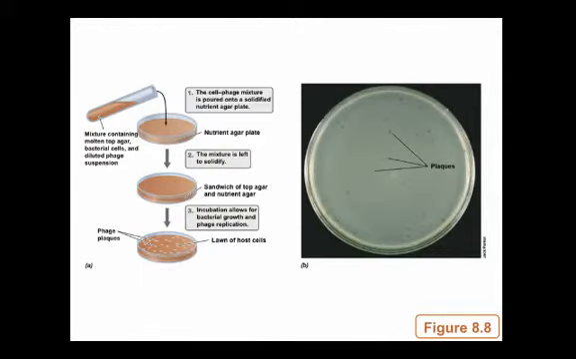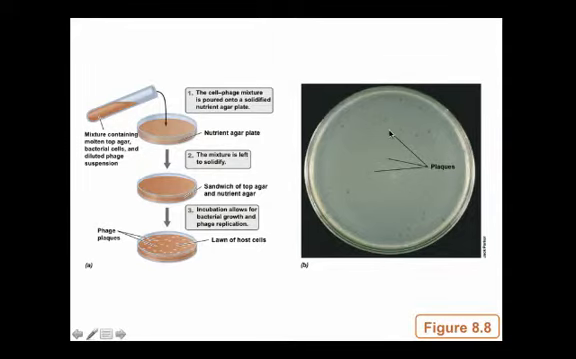What's a plaque? A plaque is a region, usually on a lawn of cells, so a whole bunch of cells, some of which have been killed by a virus infection, or in some cases just the growth has been slowed down by that. So what we're looking at here, noted by the arrows, are each of these areas right here. Hopefully you can see that dot. Yeah, the projector's okay here. So you can see that one dot represents one virus infection event that took place.